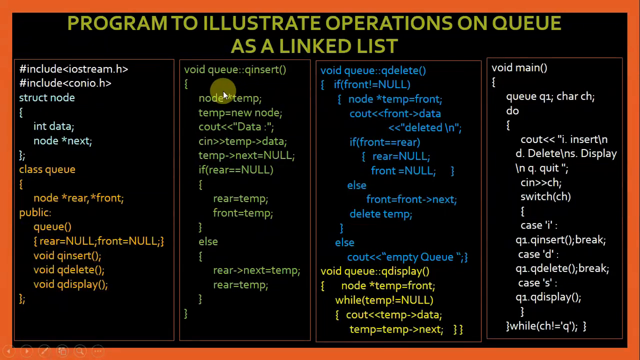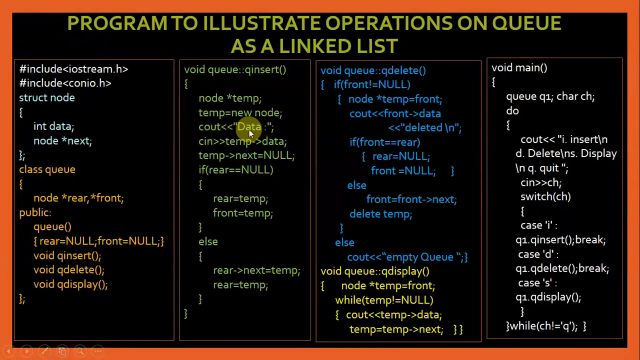For queue insert, we will first create a temporary node using the statements node *temp; temp = new node. In this, new is an operator which creates a memory of type which is given here after new, and here we have given memory of type node. So it will create memory of this type and return the starting address of this memory to the variable temp.